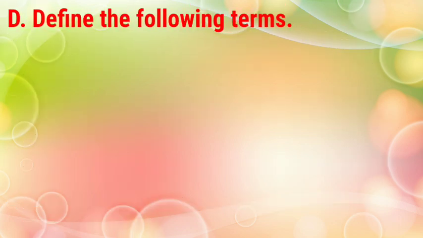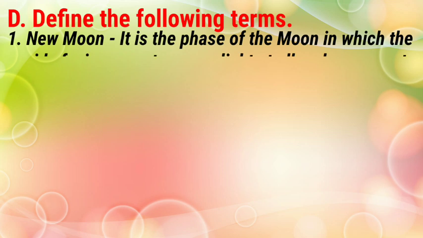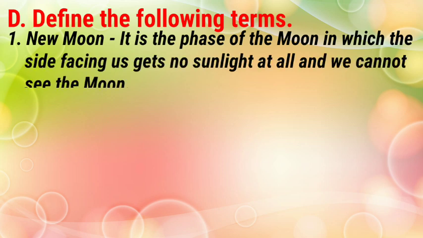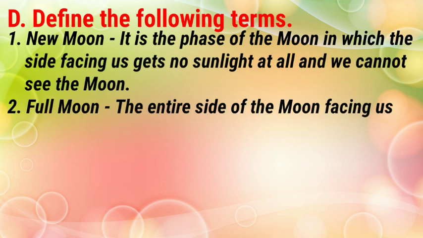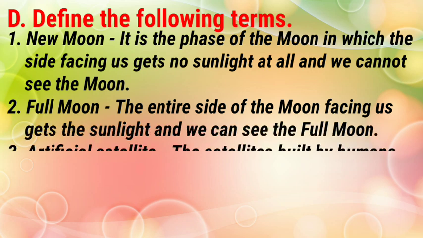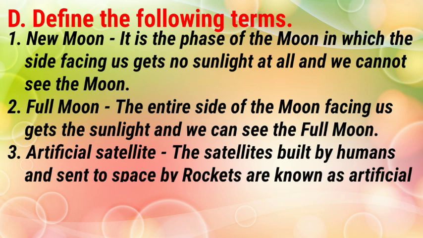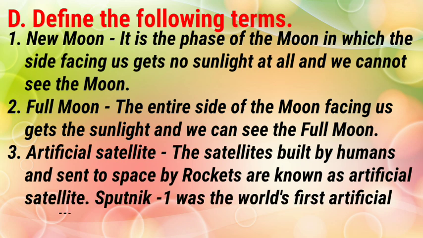D. Define the following terms. 1. New moon. It is the phase of the moon in which the side facing us gets no sunlight at all and we cannot see the moon. 2. Full moon. The entire side of the moon facing us gets the sunlight and we can see the full moon. 3. Artificial satellite. The satellites built by humans and sent to space by rockets are known as artificial satellites. Sputnik 1 was the world's first artificial satellite.